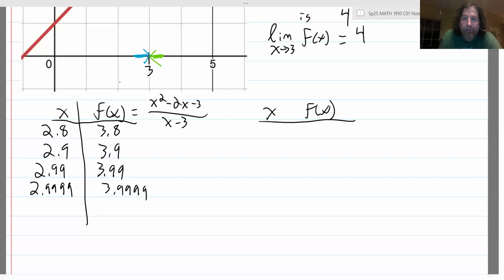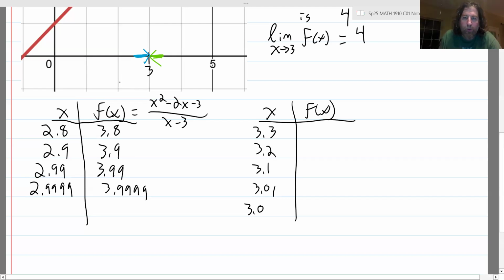Let's plug in some values of x to the right of 3, or larger than 3, like say 3.3 and 3.2 and 3.1 and 3.01 and 3.001 and so on. And we can get as close as we want. For the sake of time here, I'll work out the first one. 3.3 squared minus 2 times 3.3 minus 3, we divide that by parentheses 3.3 minus 3. And we do get 4.3.